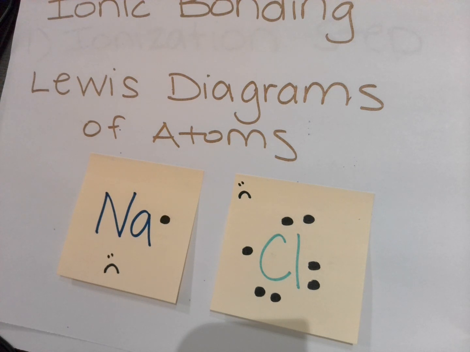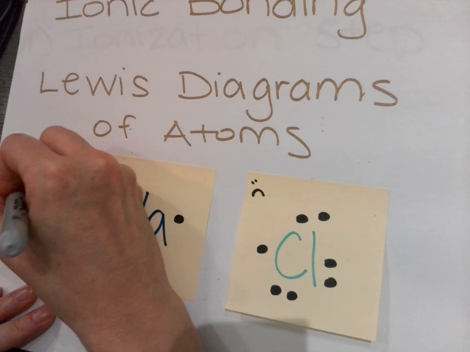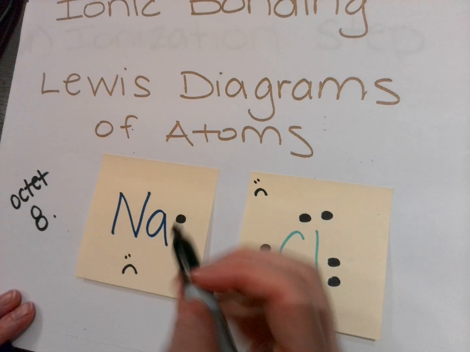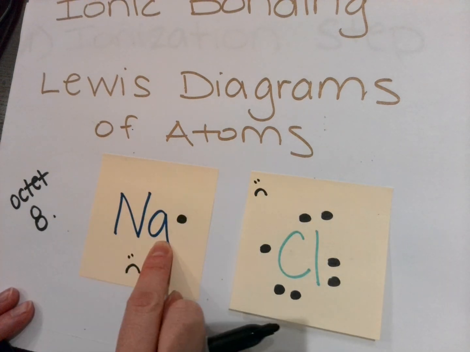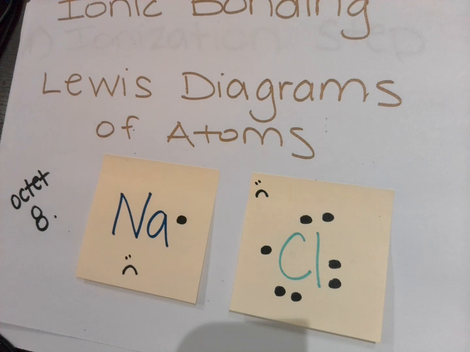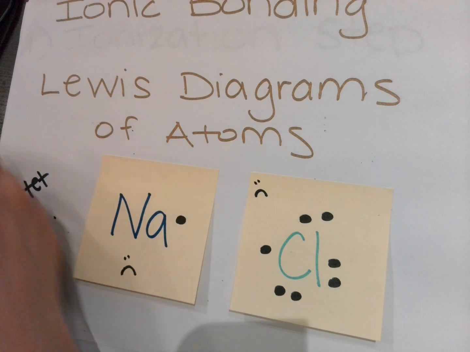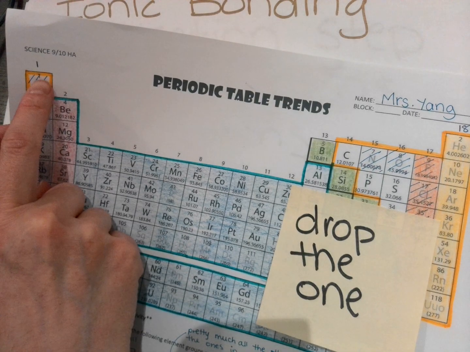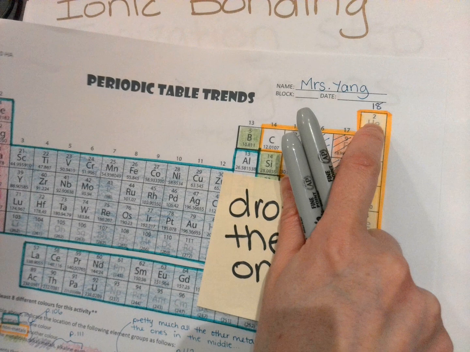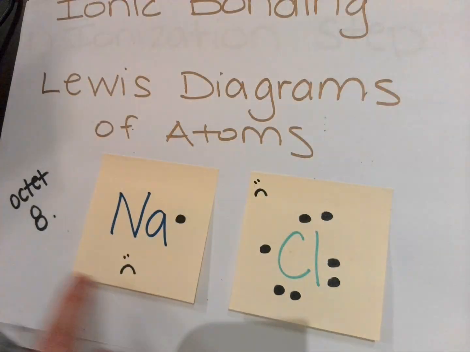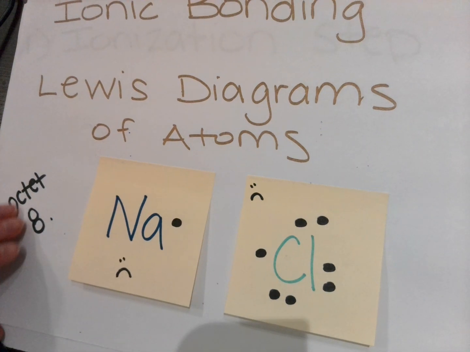So in general, most elements want an octet. An octet means they want 8. And so it's easier for sodium to lose this one than to gain 7 more. And it's easier for chlorine to gain 1 than to lose 7. So they're going to do whatever is easiest. There are some exceptions. For example, hydrogen has 1 and helium has 2, but that's just because they're in the first column. But for the other ones, we're going to assume that the maximum is 8. Okay, so let's move on to our ionization step and see what happens.